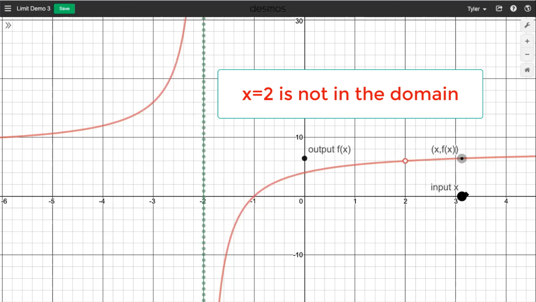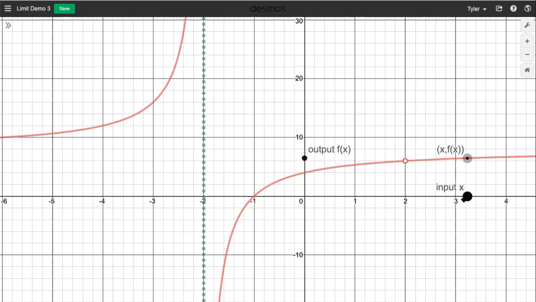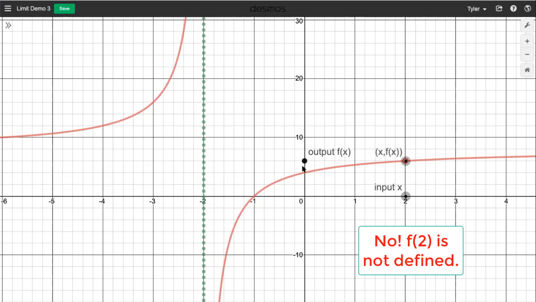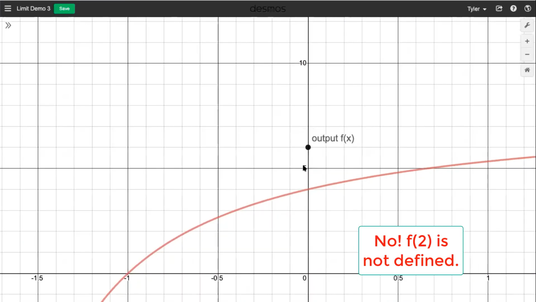But now, from the right, the closer we get to 2, I like this demonstration. The output, you can watch it on the y-axis. It's not changing very much. It's because we're approaching what its limit value is. And what is that limit value? Well, we'd have to zoom in. We can do it here. It looks like that limit value is 6.